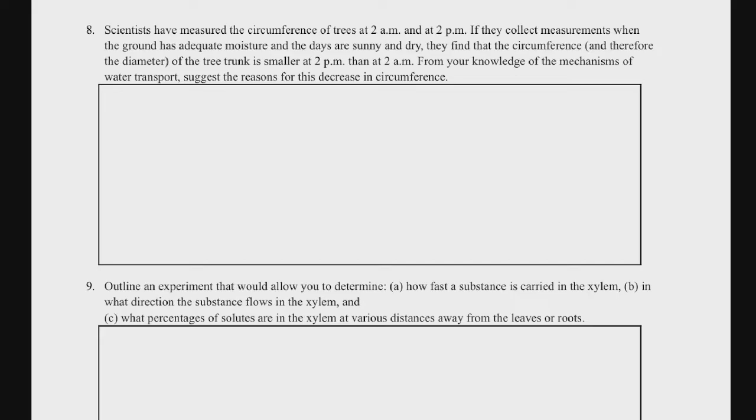I am looking at the answer to your question. Sorry. I always get C3, C4, and CAM plants mixed up. And so I want to make sure.